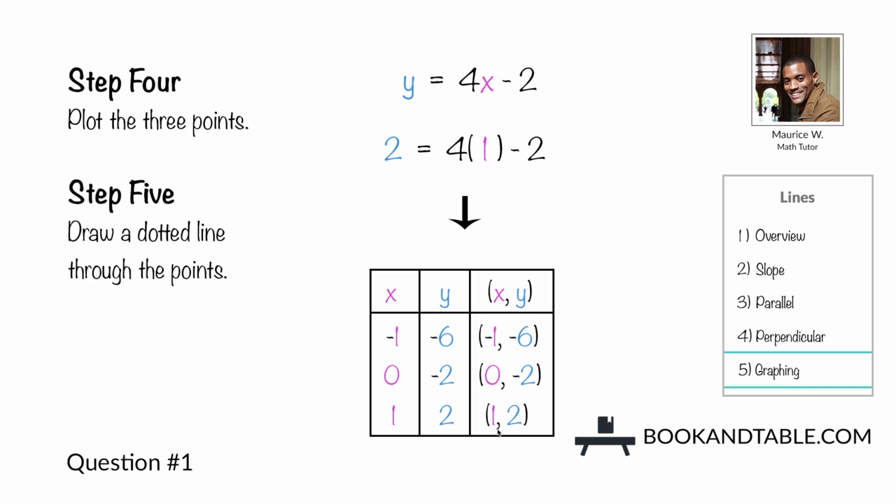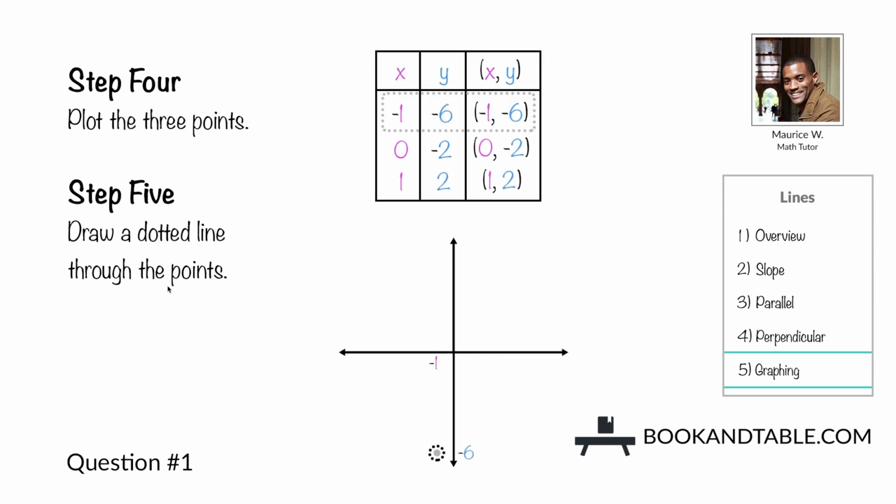Now step 4, plot the 3 points. And since we were given y is less than 4x minus 2, we're going to draw a dotted line through the points instead of a straight line. So we plot negative 1, negative 6, 0, negative 2, and 1, 2. So we have our 3 points.